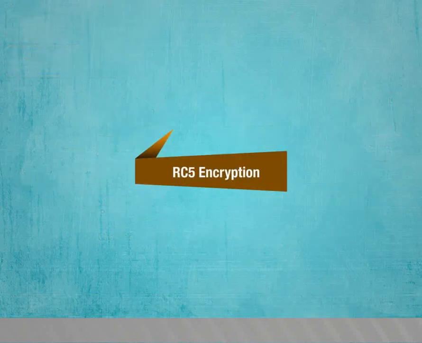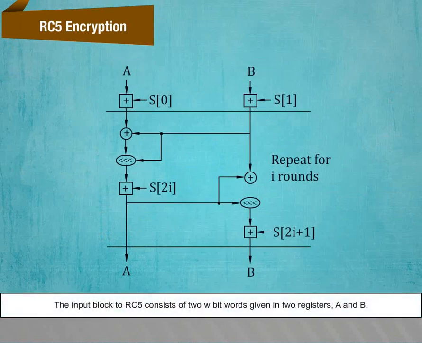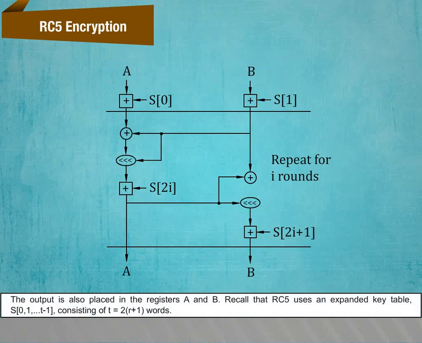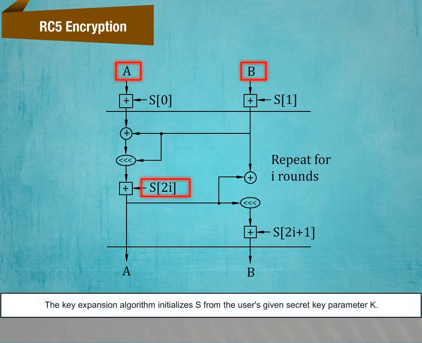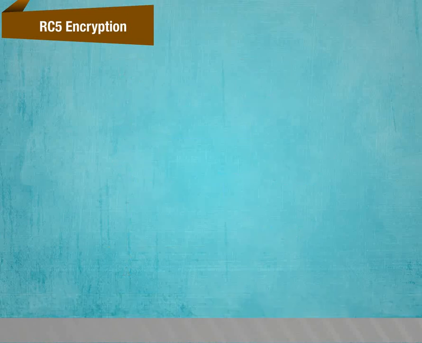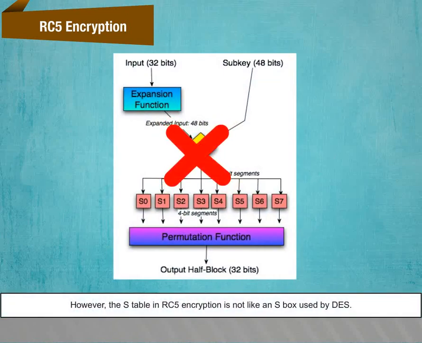RC5 encryption. The input block to RC5 consists of two W-bit words given in two registers A and B. The output is also placed in the registers A and B. Recall that RC5 uses an expanded key table S of 0, 1 and so on up to T-1, consisting of T equal to 2R plus 1 words. The key expansion algorithm initializes S from the user's given secret key parameter K. However, the S table in RC5 encryption is not like an S-box used by DES.